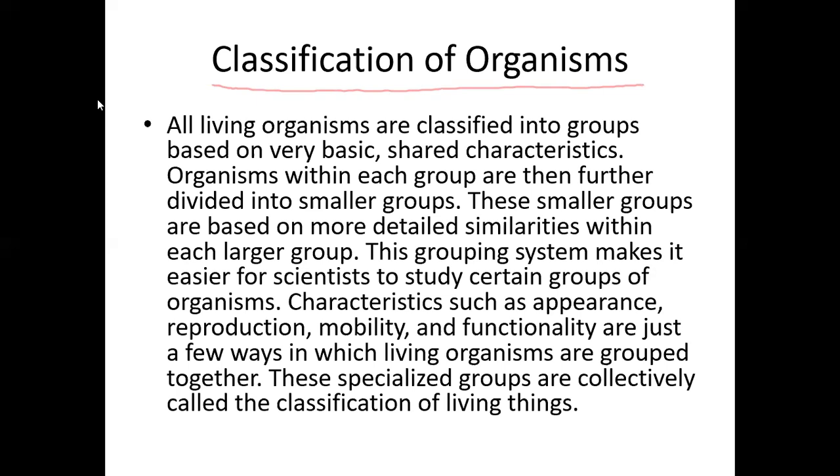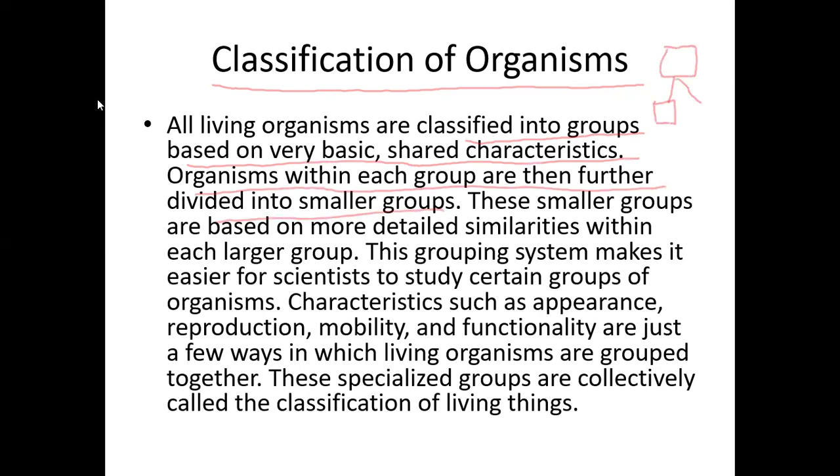They were divided on the basis of similarities and dissimilarities. If they are similar, then they can be kept in one group. If they are different, they can be kept in different groups. So these were the reasons that the organisms were classified. Now I would like to read this: all living organisms are classified into groups based on basic shared characteristics. Organisms within each group are then further divided, from larger groups to smaller groups.